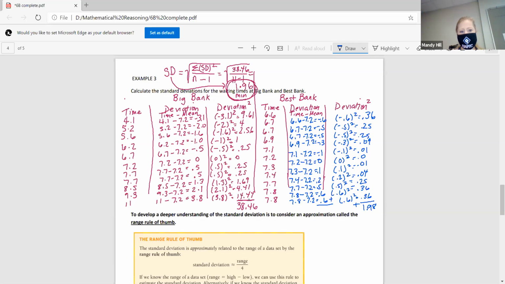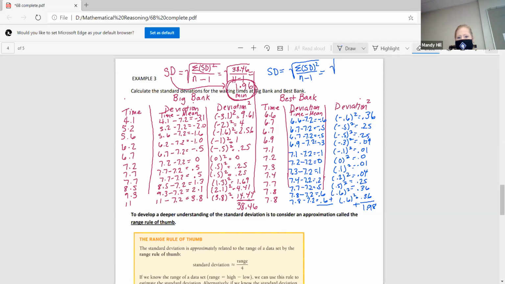Now, to calculate the standard deviation, so we already did Big Bank up here, we would take the square root of the sum of the squared deviations, which is what this number is. And then we would want to do n minus 1. An n is the number of terms we have, and we have 11, I think. 1, 2, 3, 4, 5, 6, 7, 8, 9, 10, 11.